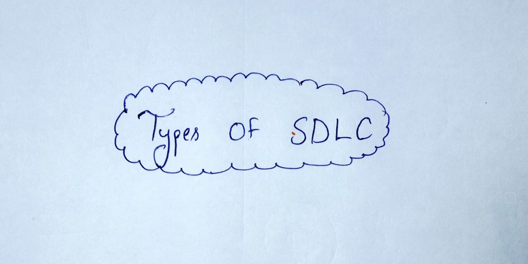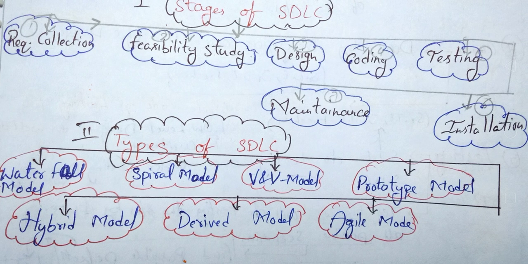Let's start today's video, types of SDLC, second model: spiral model. In the previous video we already discussed the waterfall model. Those who are new to my channel, please go and watch the previous videos, stages of SDLC and types of SDLC.